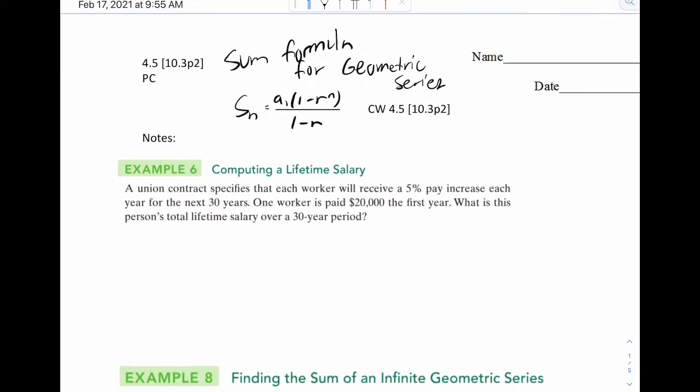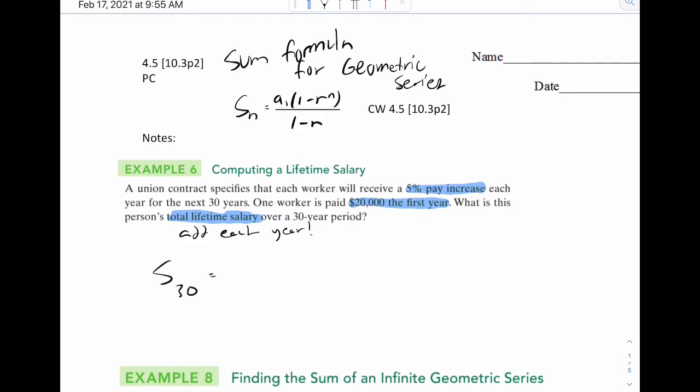A union contract specifies that each worker will receive a 5% pay increase for each year for the next 30 years. $20,000 is your first year salary. What is a person's total lifetime salary? So lifetime means we're going to add each year, which is why we need to use this sum formula. So we're going to sum 30 years of work.